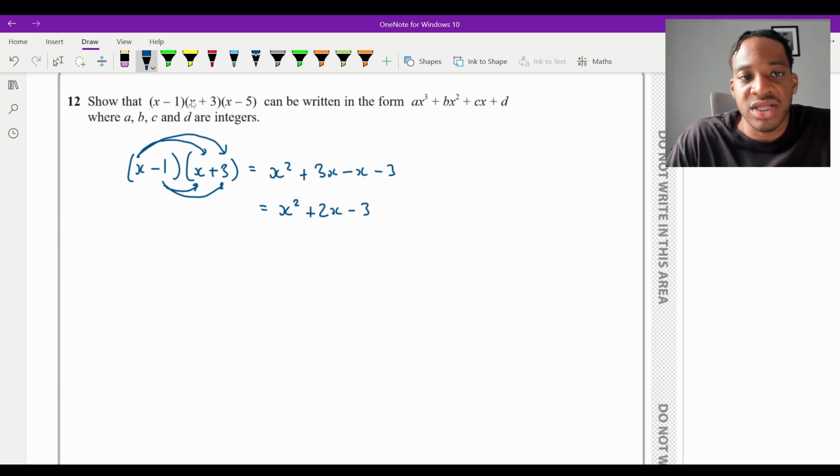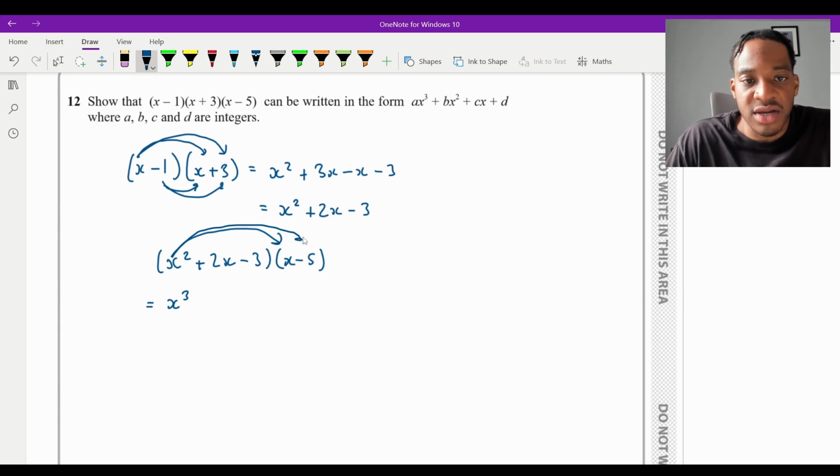And then I'm going to replace these 2 brackets with this expression here. So the question becomes x squared plus 2x minus 3, and then multiply by x minus 5. And now all you're going to do is multiply this x squared with that. So x squared times x is going to be x cubed. And it's going to be x squared times a minus 5, which is minus 5x squared.